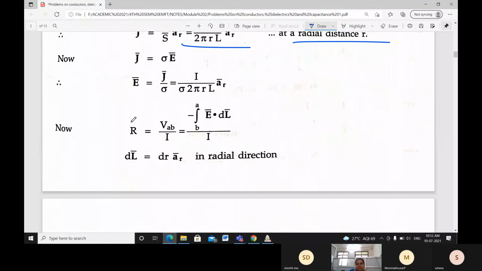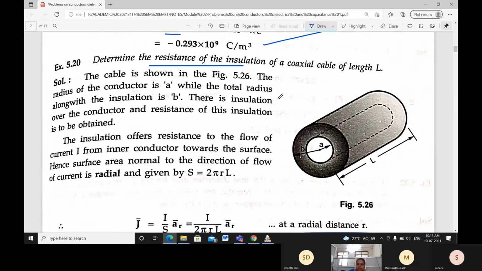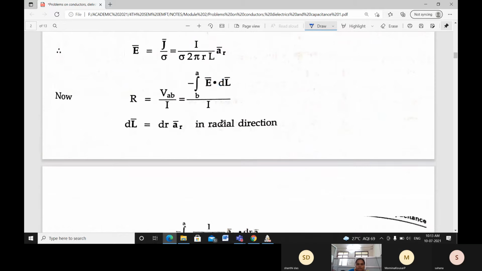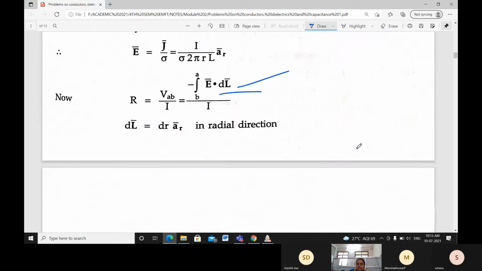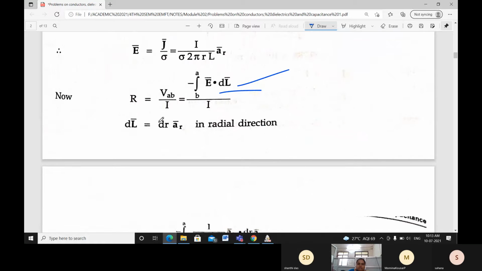And what is our R? Our voltage by current, a simple equation. R is going to be equal to V_AB divided by I, because we want it from A to B. That is equal to minus integration B to A of E dot dl, from the potential difference equation, divided by I. What is our dl going to be? It is varying with respect to r, meaning it is changing with respect to the radius. So dl is going to be dr into a_r in the radial direction.